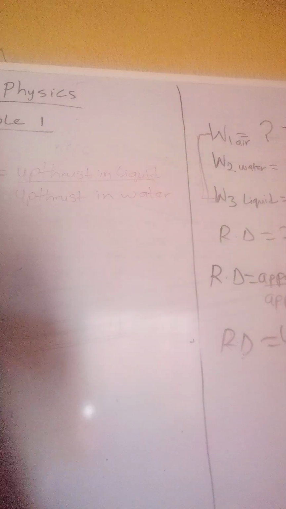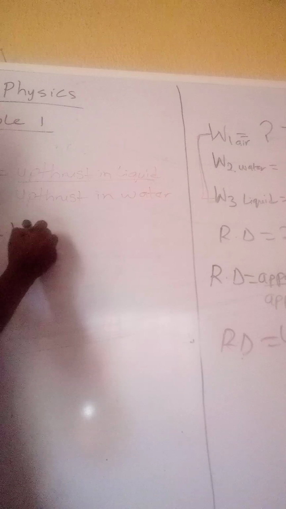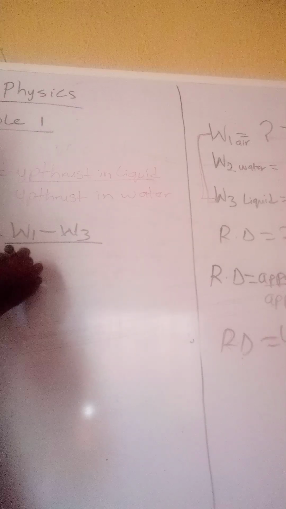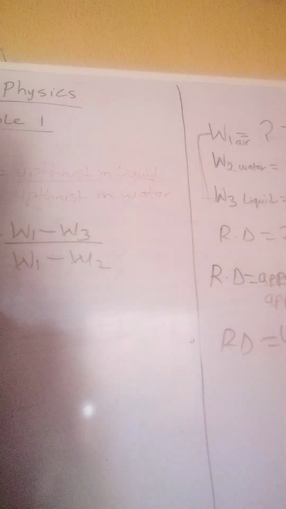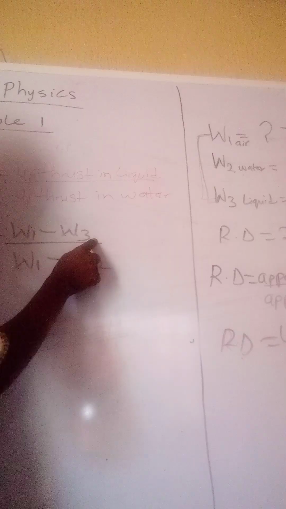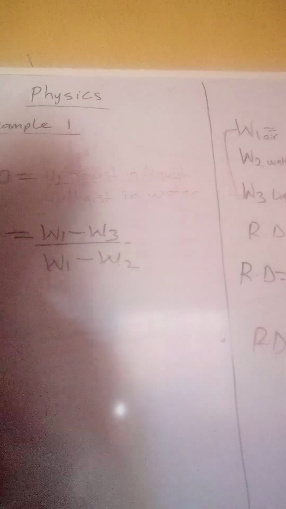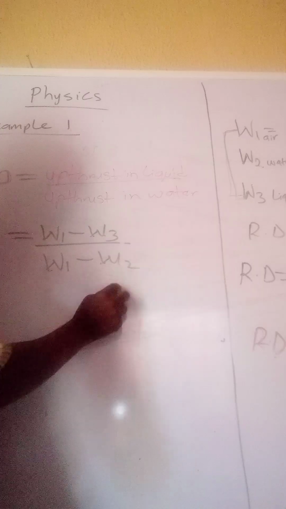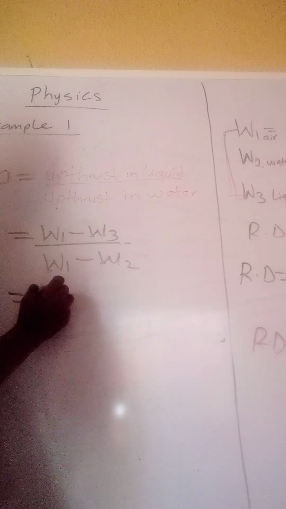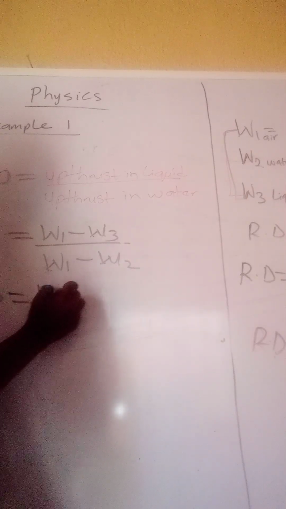Okay, so we have RD is equal to, in liquid, W1 minus W3. Then in water we have W1 minus W2. So W1 stands for weight in air, W3 stands for weight in the liquid, and W2 is weight in water. So let's substitute. W1 is what we're looking for, which is unknown. RD is 2.0.